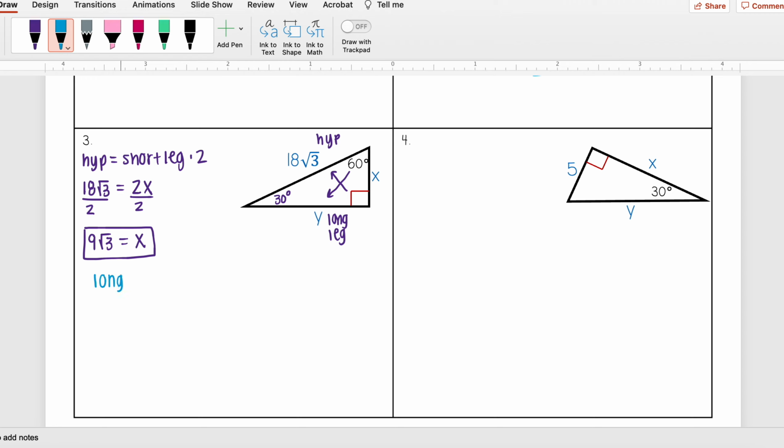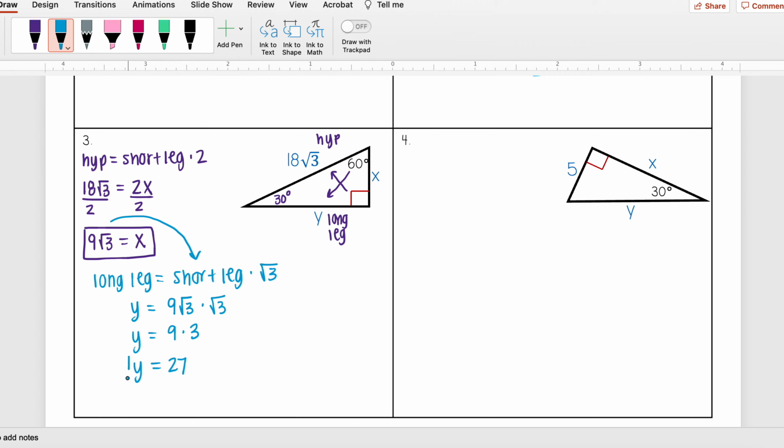Now I can find my long leg, and I know my long leg is equal to the short leg times square root of 3. I just found the short leg, and that is 9 square root of 3. And so plugging everything in, I have y is equal to 9 root 3 times the square root of 3. Here, since I'm multiplying by a square root of 3, I want to multiply that with this square root of 3 also. So square root of 3 times square root of 3, I get 3. And then 9 times 3, I get 27.